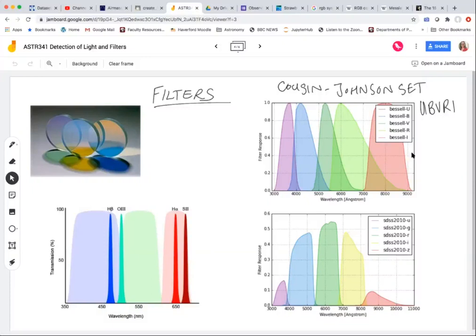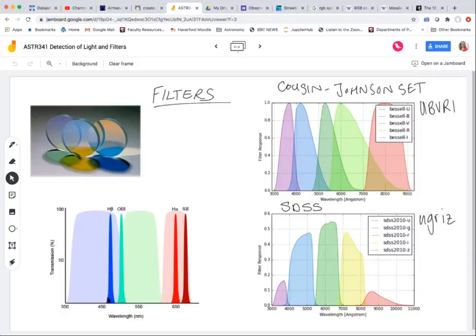This lower set is the set that was developed for the Sloan Digital Sky Survey, which you know that I'm heavily involved in. And because SDSS made so much imaging, this has become a sort of de facto standard for a lot of astronomy. So you'll see this one a lot. And here we use lowercase u, g, r, i, z. So again, U-band, green, red, infrared, and this is a little bit longer infrared.